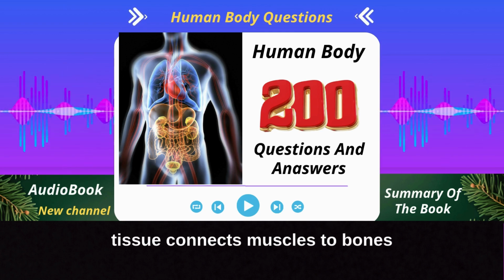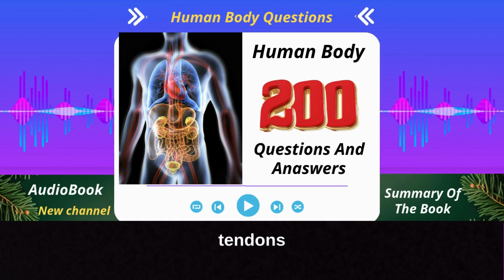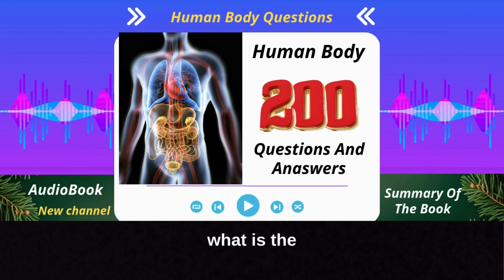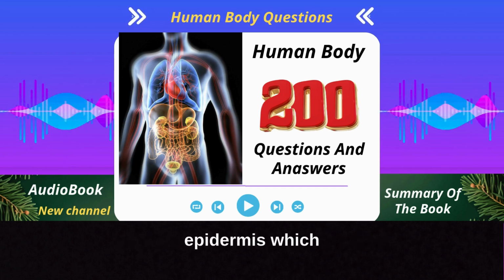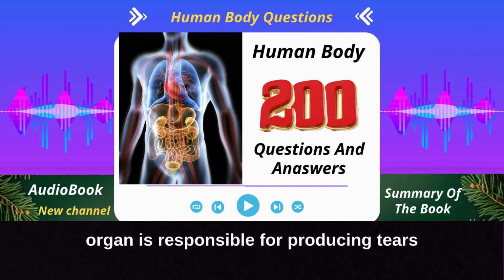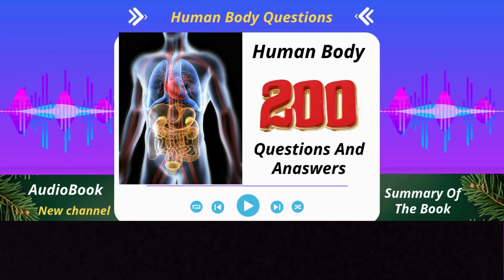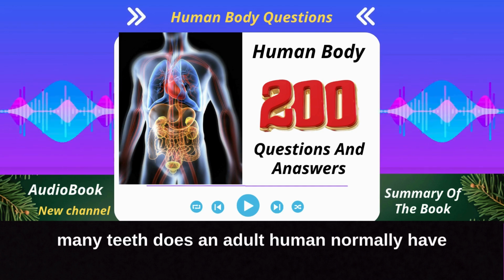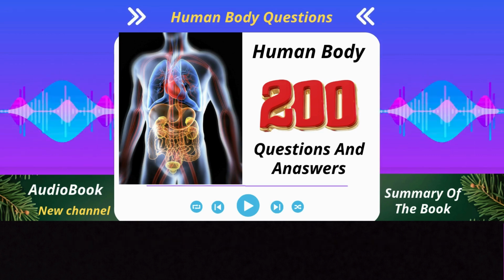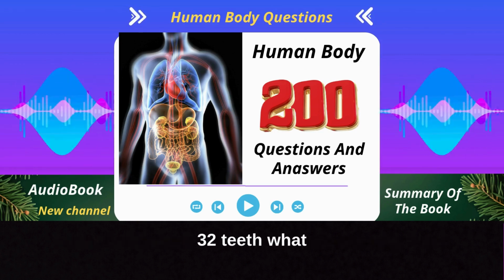What type of tissue connects muscles to bones? Tendons. What is the outermost layer of the skin called? Epidermis. Which organ is responsible for producing tears? Lacrimal gland. How many teeth does an adult human normally have? 32 teeth.